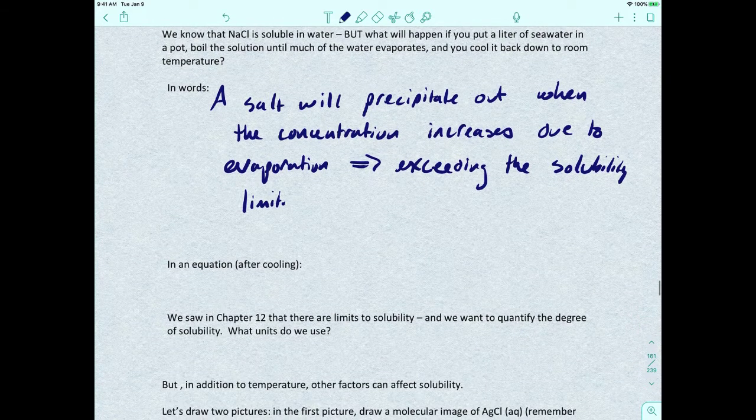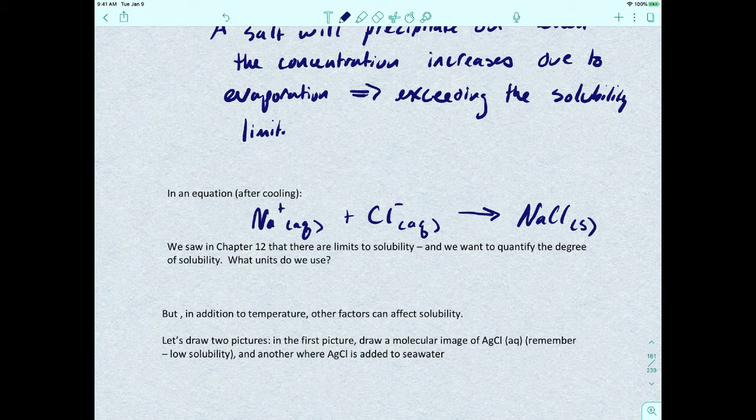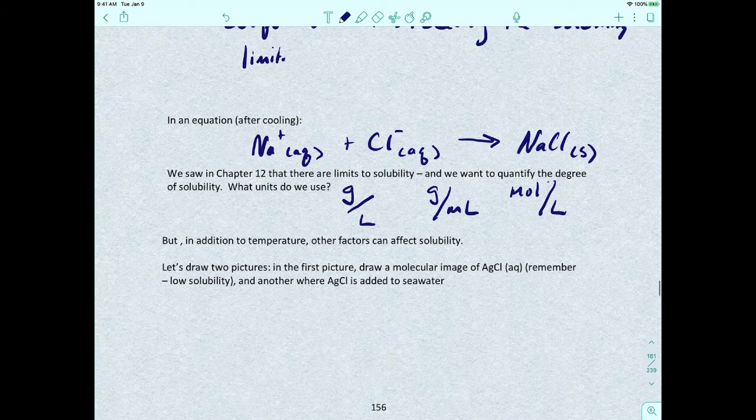All right, now in an equation, after cooling, what we're seeing is that we got sodium ion, which is aqueous, and chloride ion, which is aqueous, forming sodium chloride, which we see as a solid. Now, at the beginning of this course, we talked about limits to solubility, and we can quantify the degree of solubility. So we talked about the units that you use. You could use grams per liter or grams per milliliter, and we can also quantify using molarity, moles per liter. But in addition to temperature, other factors can also affect solubility.